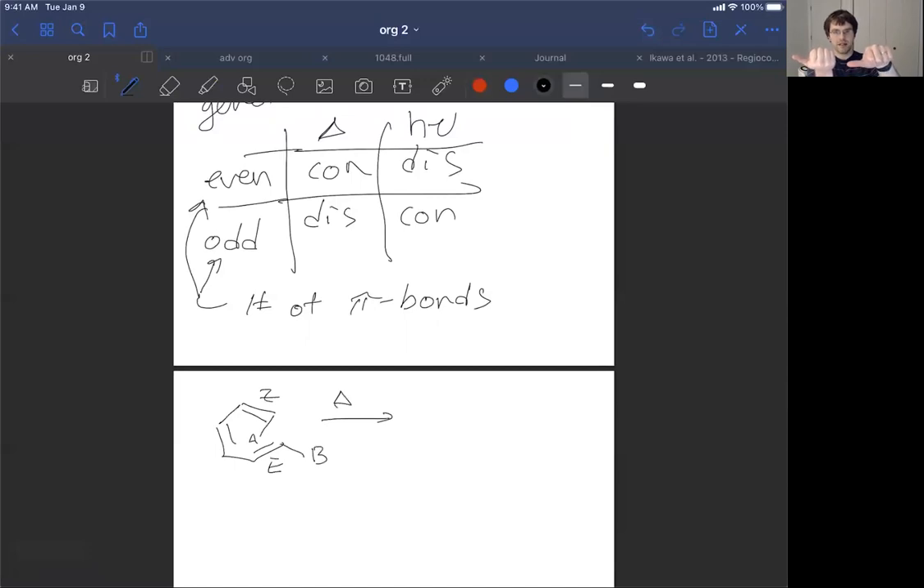These are like the ends of my pi system, and they could either go conrotatory or disrotatory. Okay, so with heat here, we have an odd number of double bonds. So we're in the odd category and we're in heat, so we must go disrotatory. So I've got A and B. One's going to go this direction, the other one's going to go this direction, and they're trans to each other. So I can draw the product and say to myself, what's the stereochemistry? Well, with disrotatory rotation and having one thumb in, this is my Z alkene for A, and one thumb out, one goes clockwise, the other one goes counterclockwise. It's not about one going up or down. It's about clockwise or counterclockwise rotation. So in this case, it happens to be trans.